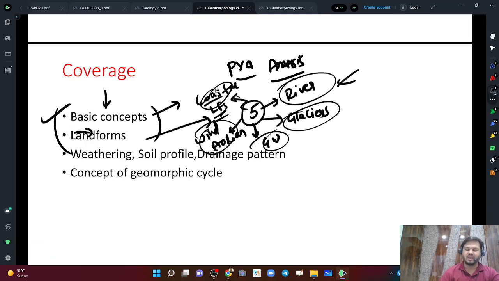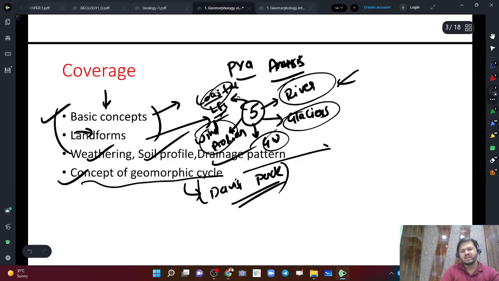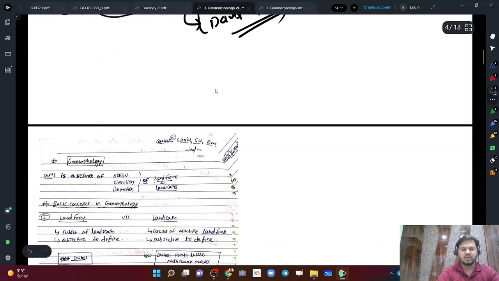Then in another question, sometimes they may ask you about weathering, sometimes about soil profile, sometimes about drainage pattern. There is also the concept of geomorphic cycle given by Davis and Penck and some other geomorphologists, but this is pretty rarely asked. These are mostly concepts of geography rather than geology. In geology, they are not very much accepted views. But still, it is mentioned in our syllabus, so we will cover them. But the two above are the most important topics which we need to cover.